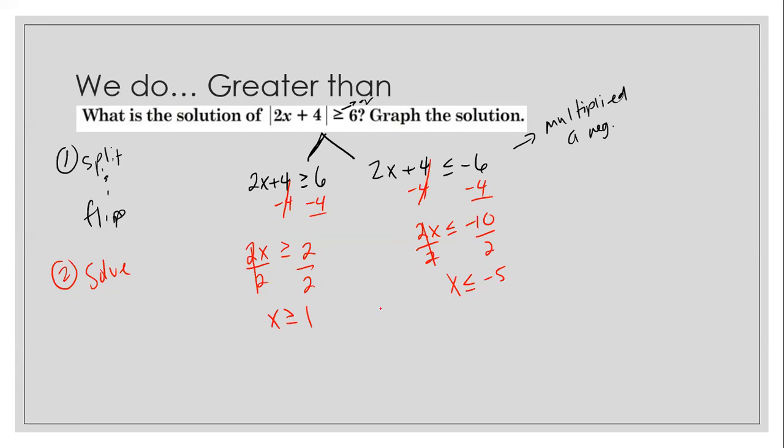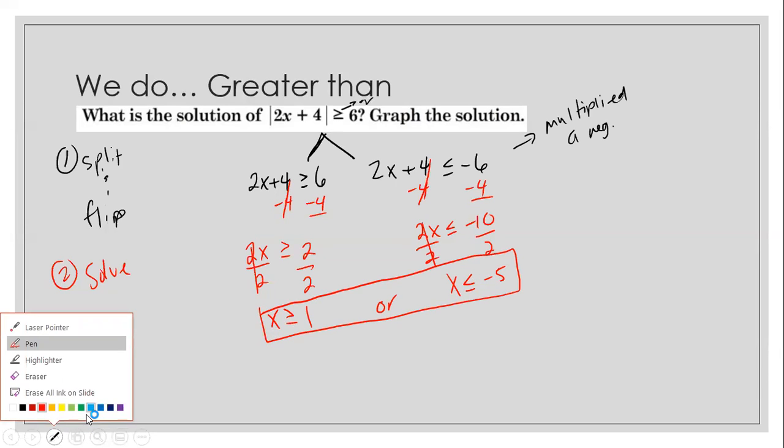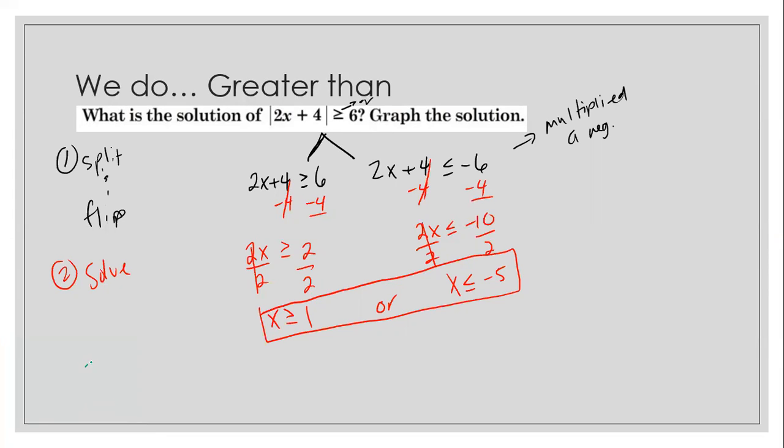So my 2 solutions, it's an or statement. It can be x is greater than or equal to 1 or x is less than or equal to -5. It creates an or situation. And then graphically, when I graph this, it's going to be disjointed, right? It's going to be 2 lines that are not friends, not touching each other. So it's going to be disjointed.